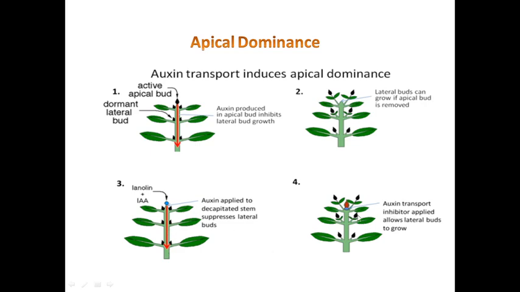And what happens? Auxin transport inhibitor applied allows lateral buds to grow. When the auxin transport inhibitor was given, the inhibitor which blocks the transport of the auxin, meaning the auxin is not transported to other parts of the plant, the lateral buds show growth. So apical dominance was proved in this manner.